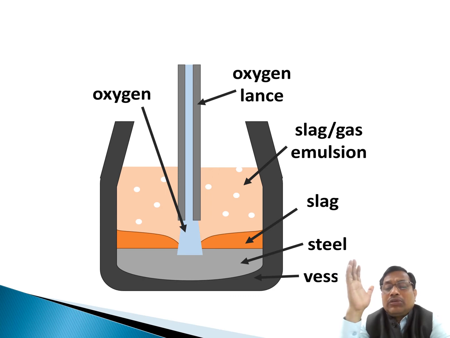In this way we can produce the steel, and that steel is produced at a temperature of 1700. The exact steel making temperature is around 1640 degrees centigrade, but here generally steel is produced at around 1700 degrees centigrade.